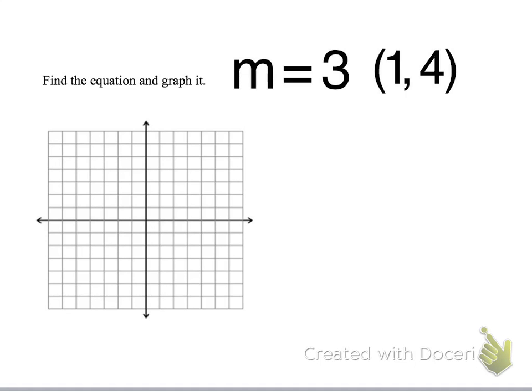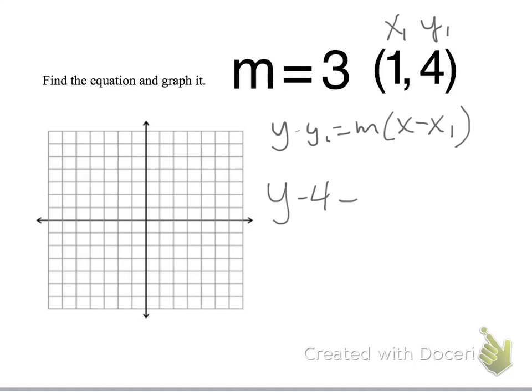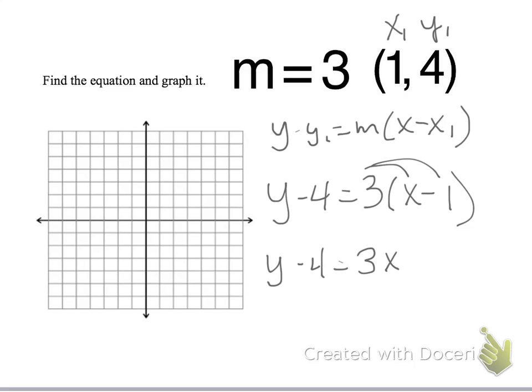Okay, so this, we have to use an equation. You can either plug it into y equals mx plus b and solve for your b and rewrite it, or you could plug it into point slope. So here's my point slope. We have a point and a slope, so this should be easy. So this is x1, y1, so I'm going to get y minus 4 equals my slope, x minus my x1. So to solve it, I got to distribute. So I got y minus 4 equals 3x minus 3. Add 4, y equals 3x plus 1.